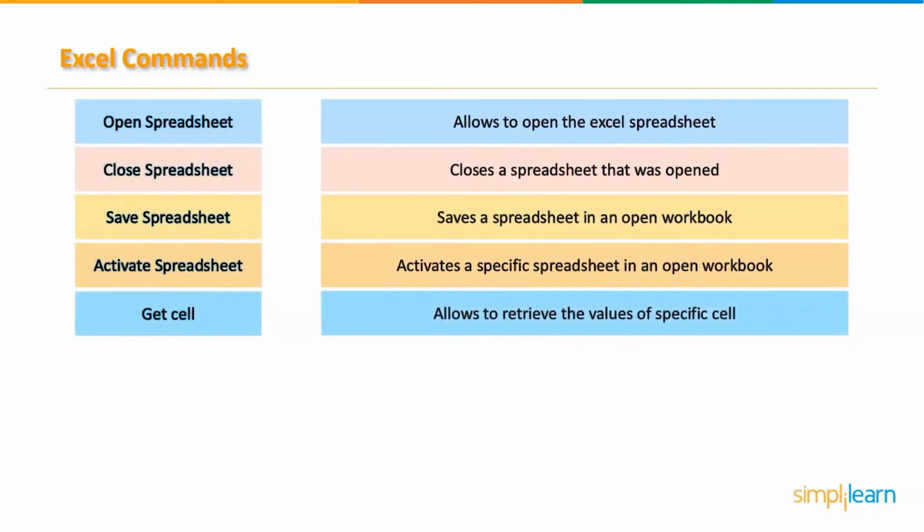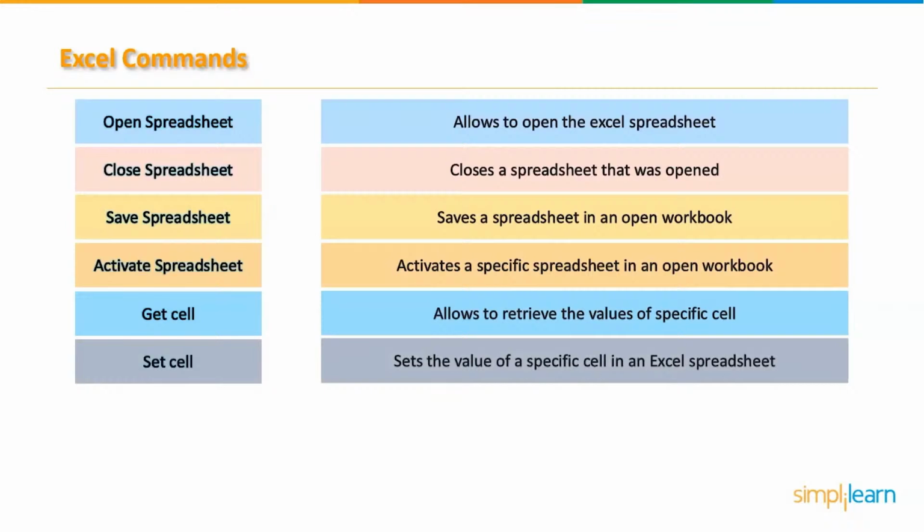Get Cell. This command allows to retrieve the values of a specific cell as well as the range of the cell. Set Cell. This command sets the value of the active cell or a specific cell in an Excel spreadsheet. You can assign a variable to the cell value.